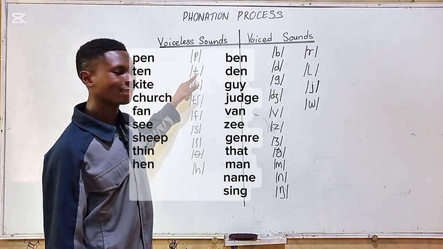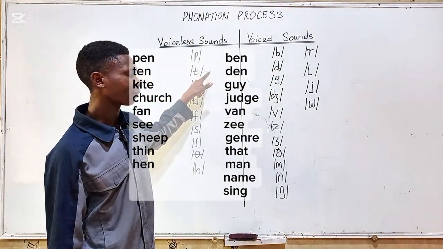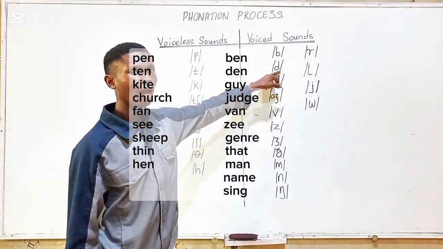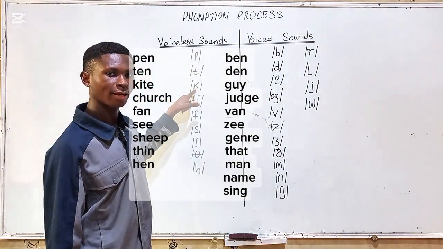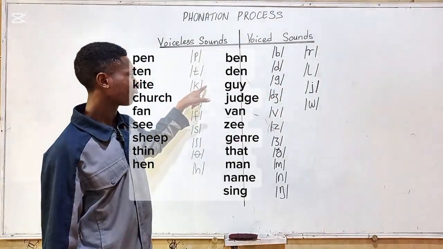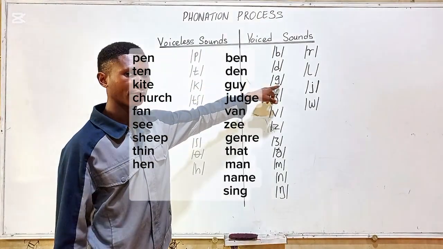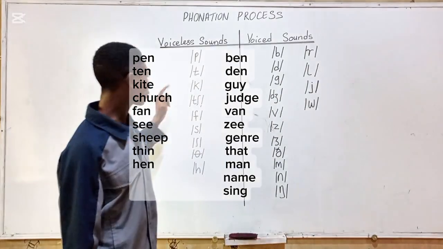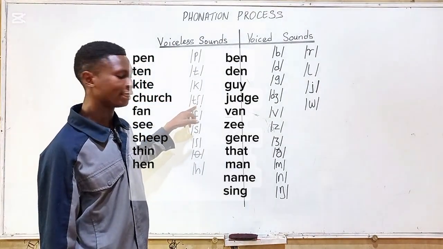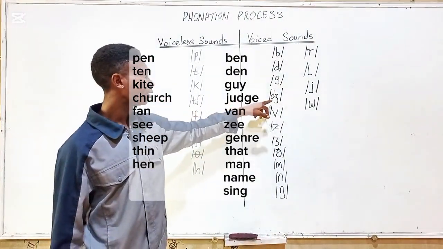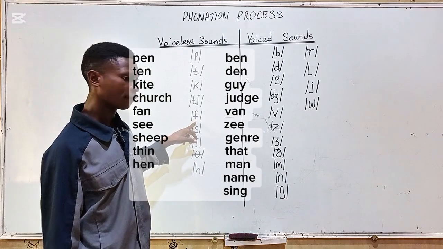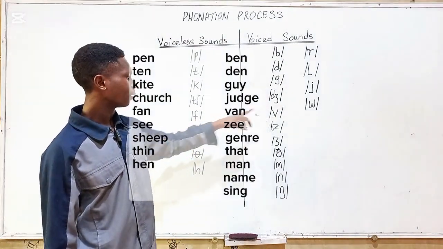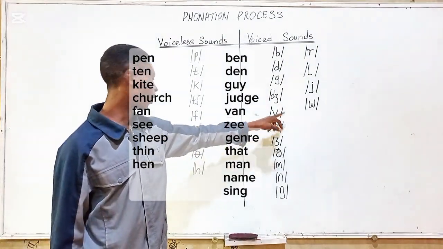This is t, as in ten. This is d, as in den. This is k, as in kite. This is g, as in guy. This is ch, as in church. This is j, as in judge. This is f, as in fan. This is v, as in van.